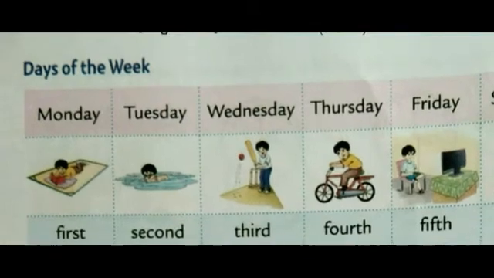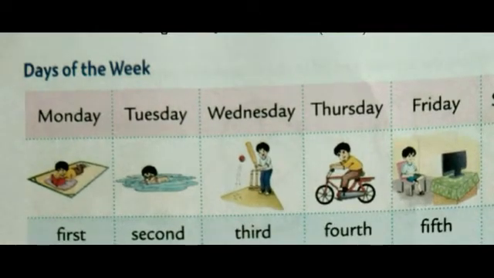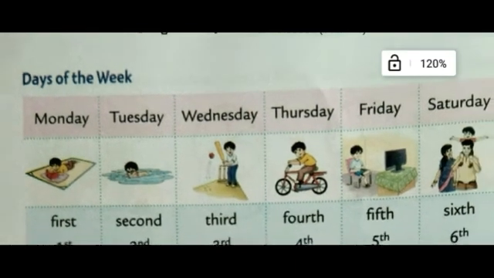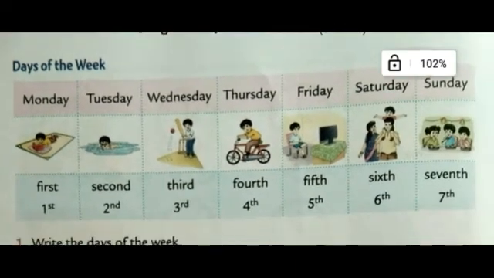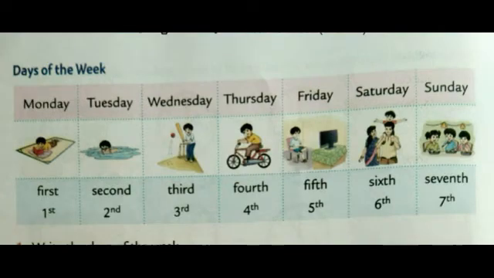That is days of the week. So scholars, how many days are there in a week? There are 7 days in a week. Monday, Tuesday, Wednesday, Thursday, Friday, Saturday and Sunday. So according to that, their numbers are also given here. Monday is the first day of the week. Tuesday is the second. Wednesday is the third. Thursday is the fourth day.